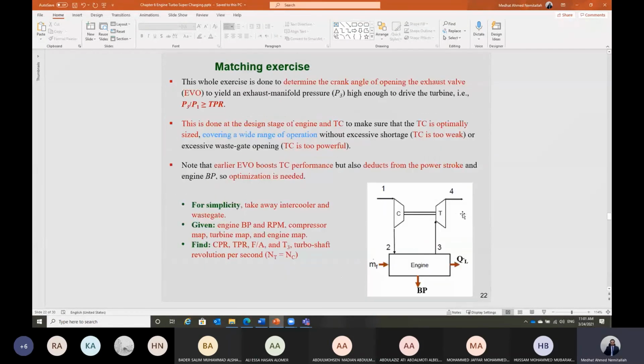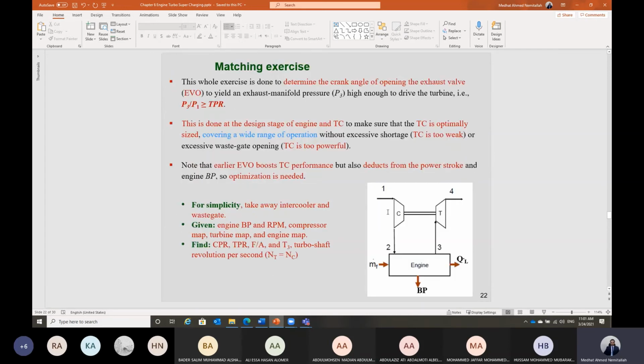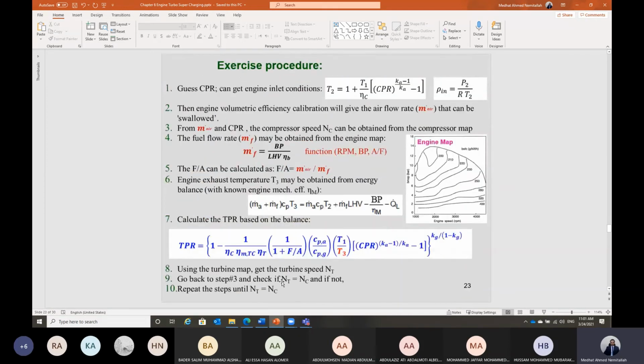Sorry, we have to go to the turbine map in this case with this turbine pressure ratio and with the value of the mass flow rate of the exhaust, which is mass flow rate of fuel plus mass flow rate of air. Then we can get the value of the turbine RPM. But this value, Shabab, of the turbine RPM should equal the compressor RPM, which we get from step number 3. But usually when you assume the compressor pressure ratio, you cannot get the same value from the first shot. Usually you will find this value is not equal to the value of N of the compressor.